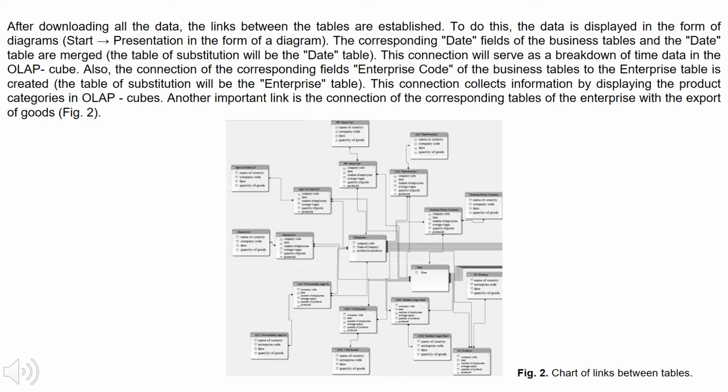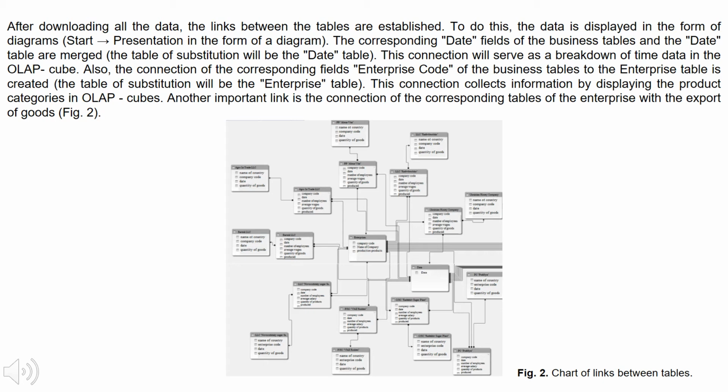After downloading all the data, the links between tables are established. To do this, the data is displayed in the form of diagrams. Start. Presentation in the form of a diagram. The corresponding date fields of the business tables and the date table are merged. The table of substitution will be the date table.